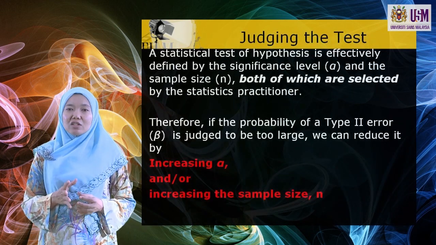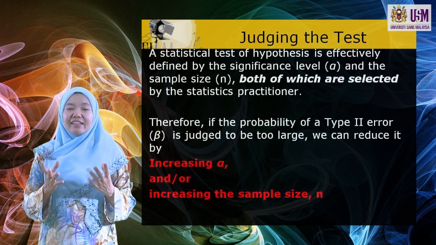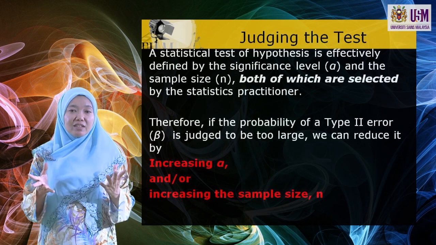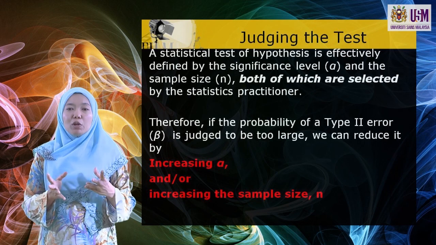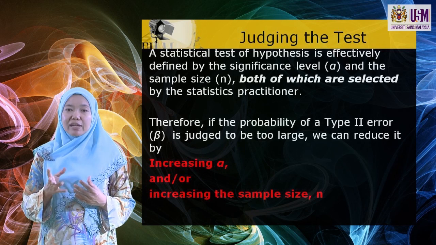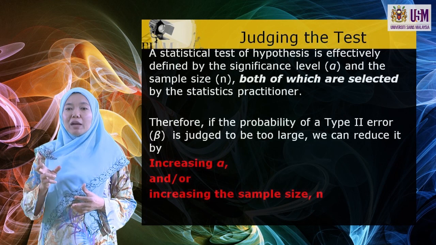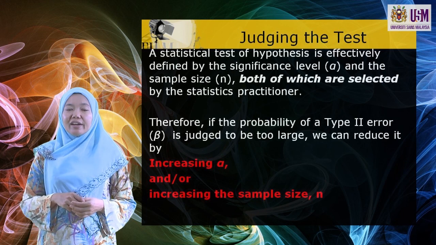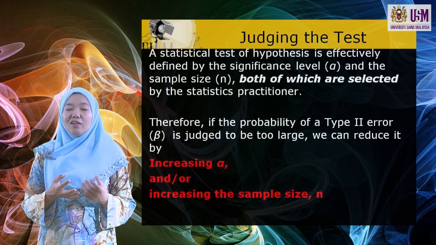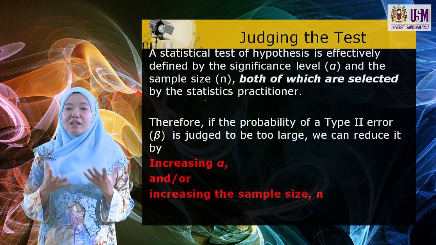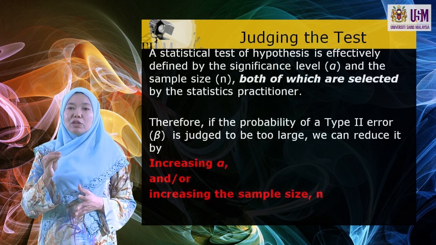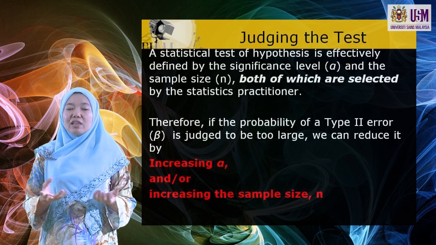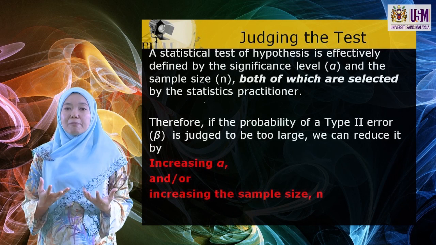How do we judge our test? A statistical test of hypothesis is effectively defined by the significance level, that is alpha, and the sample size n, both of which are selected by the statistical practitioner. Therefore, if the probability of type 2 error, beta, is judged to be too large, we can reduce it by either increasing alpha or increasing the sample size. Remember, when we talk about how to reduce the probability of making a type 2 error, you need to increase your level of significance or you need to increase your sample size.